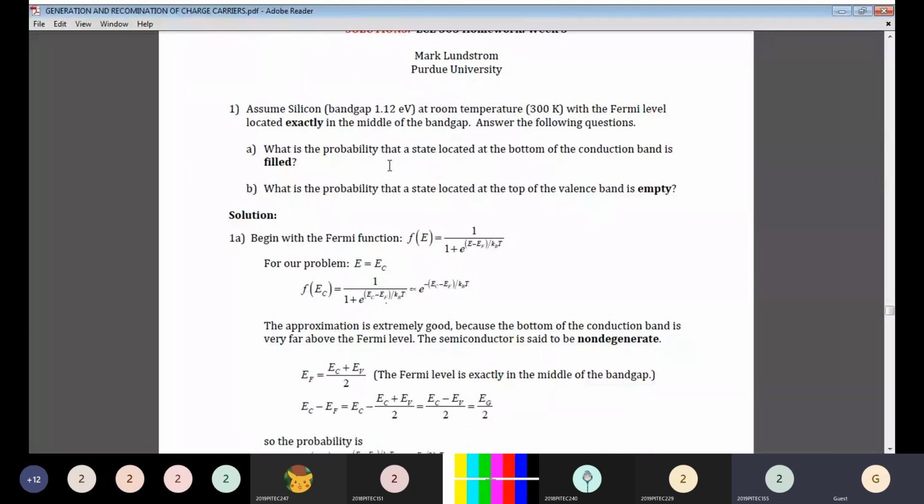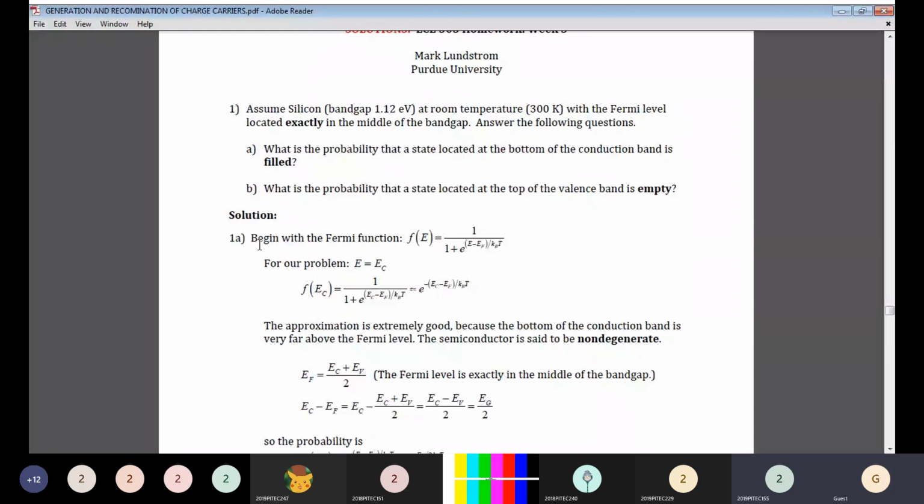We'll see another problem. Assume silicon band gap 1.12 electron volt at room temperature 300 Kelvin with the Fermi level located exactly in the middle of the band gap. Answer the following questions. What is the probability that a state located at the bottom of the conduction band is filled? What is the probability that a state located at the top of the valence band is empty?